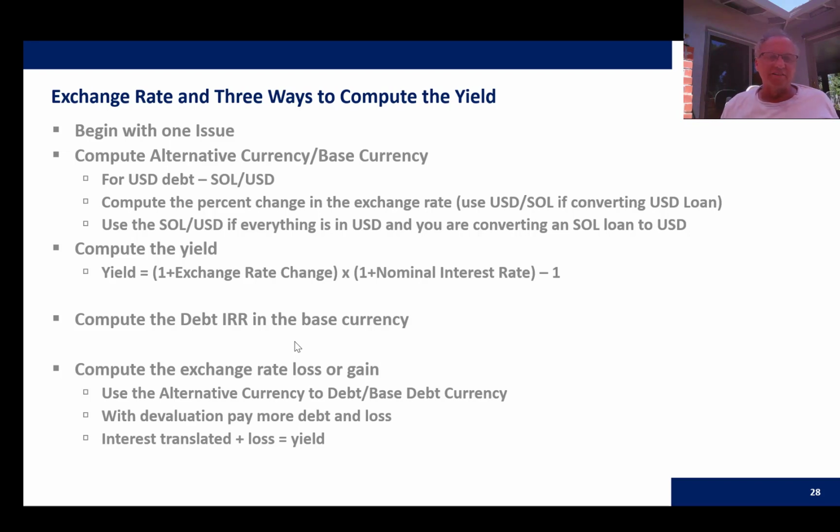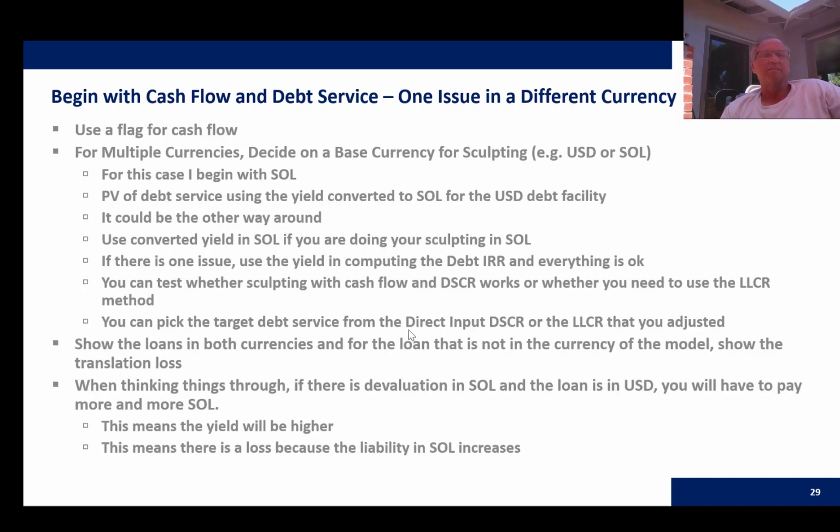When we compute the yield, if we have one currency to the next, we can compute the yield using that formula I just showed you. One plus the exchange rate times this, or we can compute the debt IRR of your thing. So we take a currency in USD, switch it to soles, and compute the IRR on that. Or you can compute exchange rates, and once you get your exchange rate translation loss, you can see how it varies period by period.